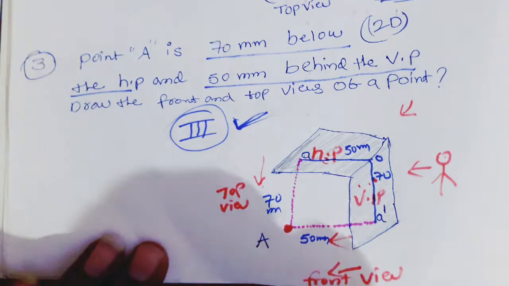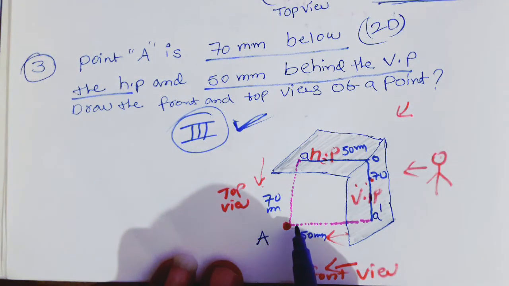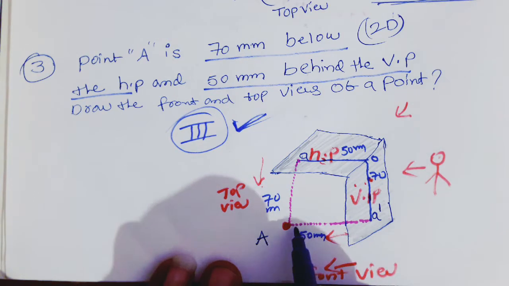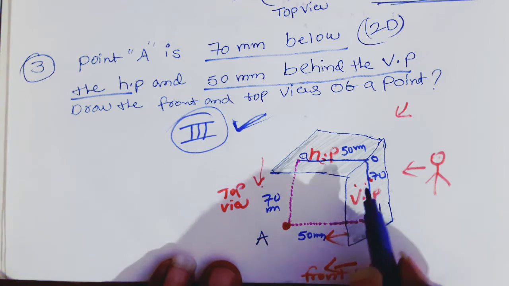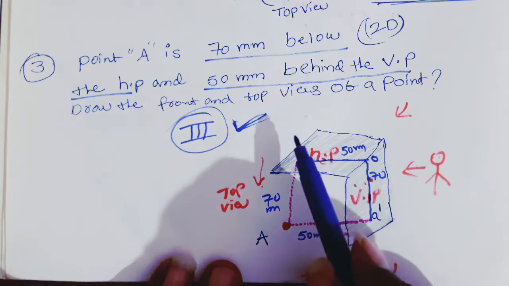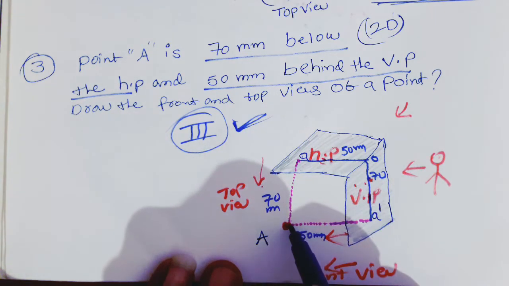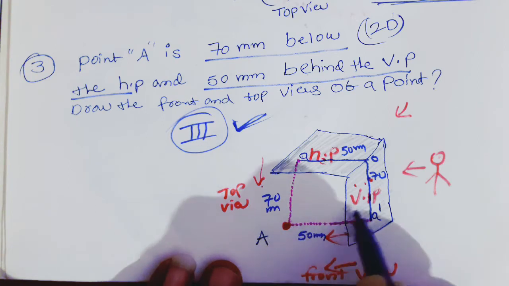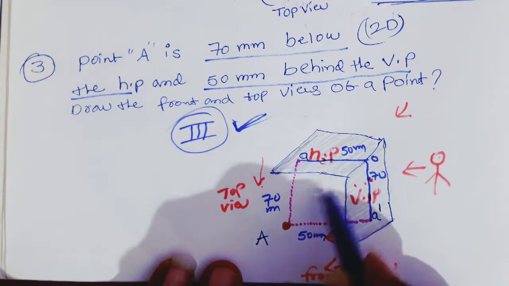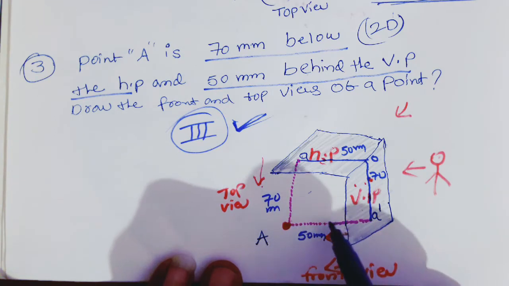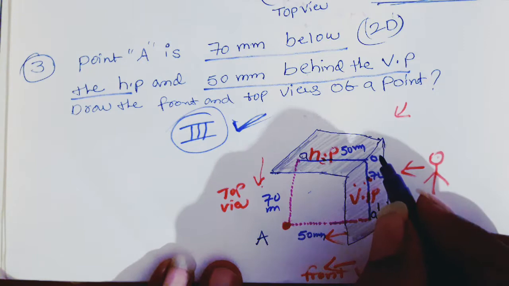See, please try to understand why I am showing these lines with the dots. Because these are the projections. When you look at the object from front view and top view, this is the visual imagination of an object on VP and HP. That's why I am showing with the dotted lines. Okay, this is the A.